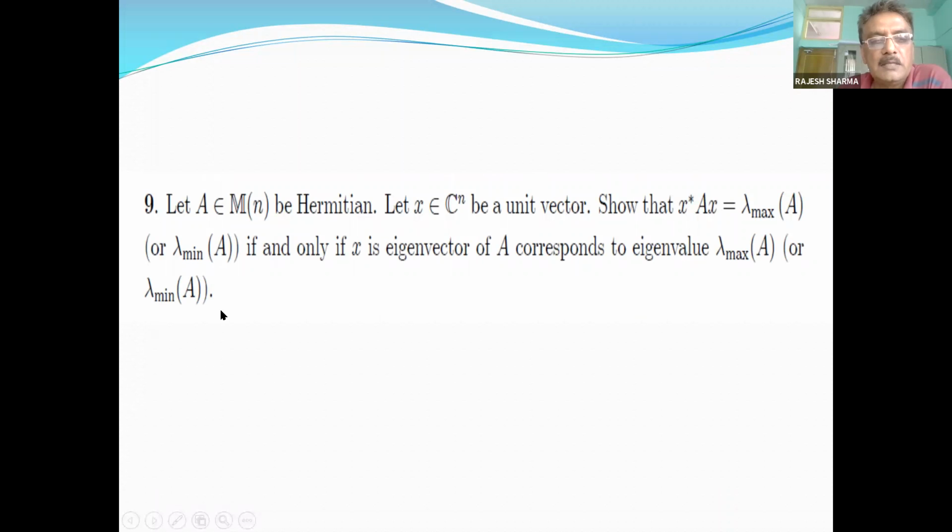Yes, we need this last exercise to discuss, this 9th. Let A belonging to M and be Hermitian. Then note its eigenvalues are real. Let X belonging to C and be a unit vector. Show that X star AX is equal to lambda maximum of A or lambda minimum of A, if and only if X is an eigenvector of A corresponding to eigenvalue lambda maximum or lambda minimum of A. Yes, anyone want to comment?